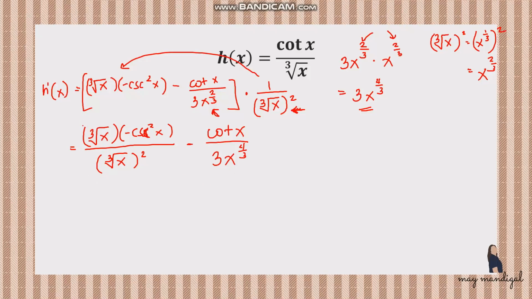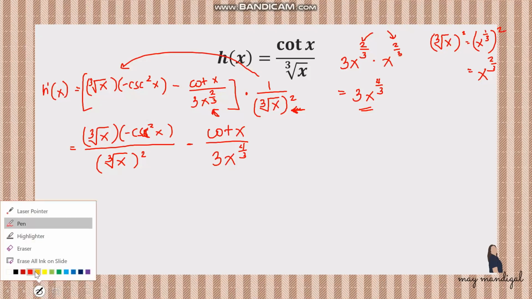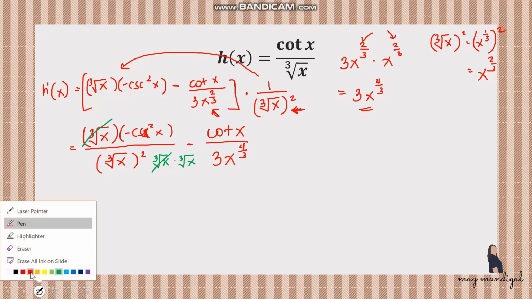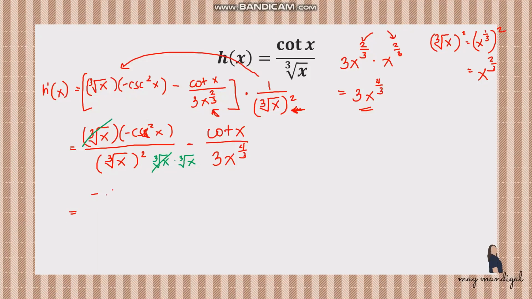Now go back to the first term here. We can see we have cube root of x on the numerator and the square of cube root of x in the denominator. So that means we have 2 cube roots of x in the denominator. So what can we do with that? We can cancel 1 of those cube roots, so we will be left with 1 cube root of x in the denominator. So let's write it again: negative cosecant squared of x all over the 1 cube root left, minus, and then this one.